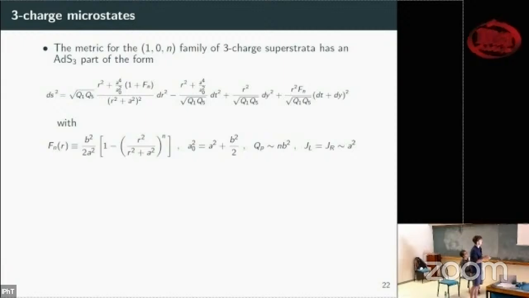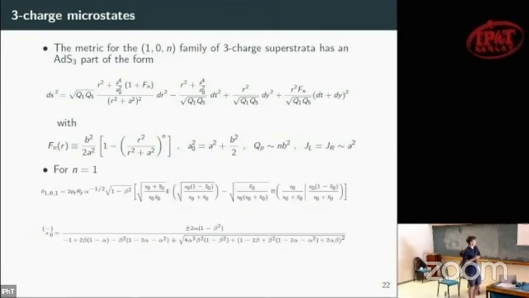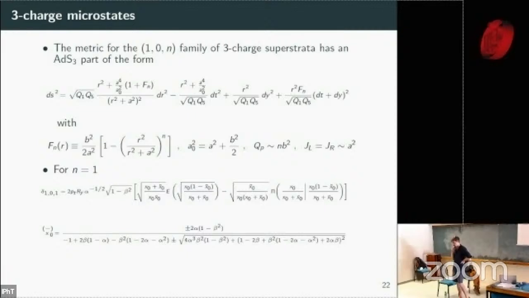But let me use it as a playground. Because even the simple bulk stuff gets a bit out of hand, let me just take n equals 1. At least it's three charge. Here is the result for the iconal. This is exact in mu. I unfortunately made a mistake. I've written this in terms of alpha. Alpha is like 1 minus mu. This is just telling me which family.